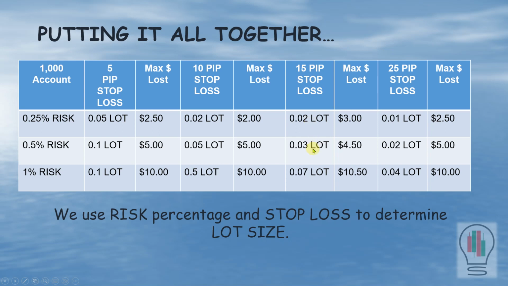15 pip stop loss, we're going to risk 30 cents a pip, or a lot size of 0.03, to keep our loss around the same $5. 25 pip stop loss, we're only going to risk 20 cents a pip. So our loss would still only be that 0.5% risk, or $5 on this $100,000 account.